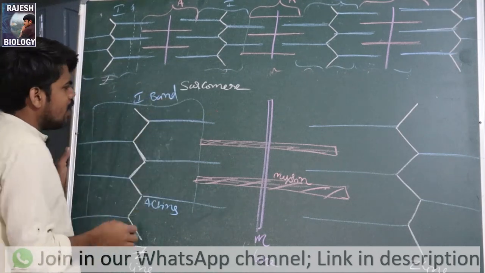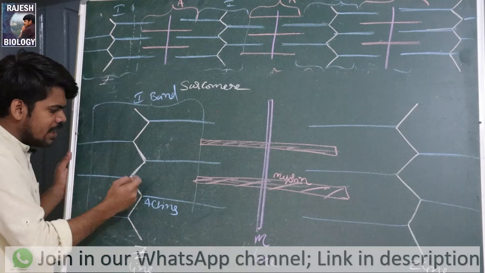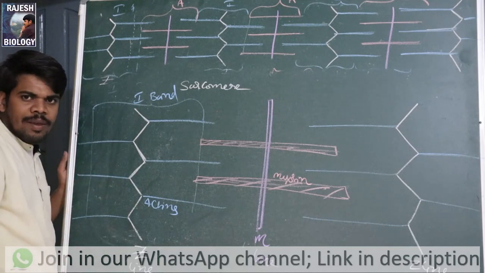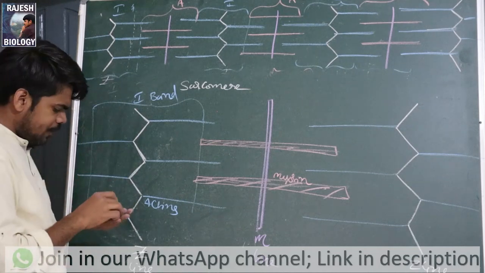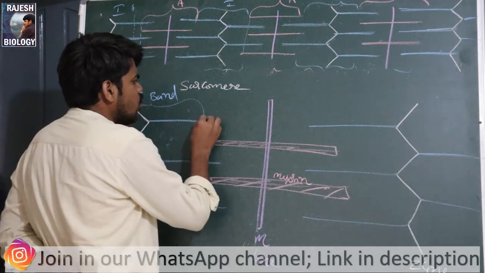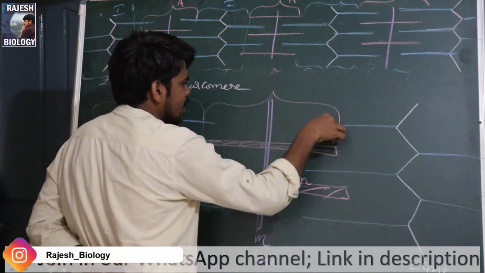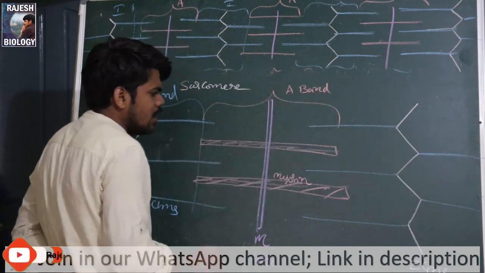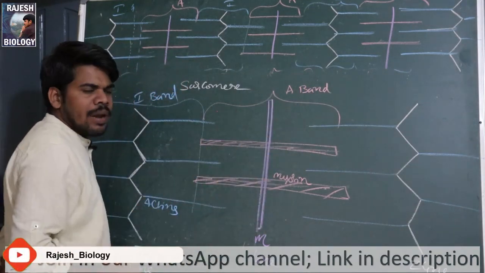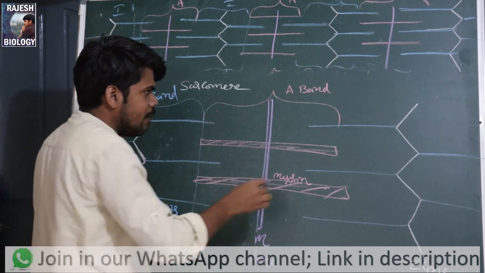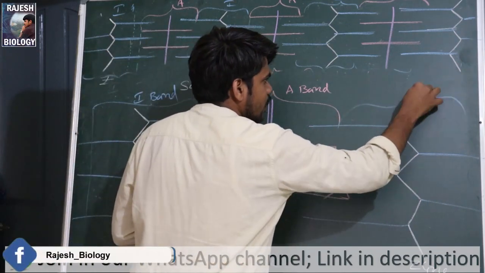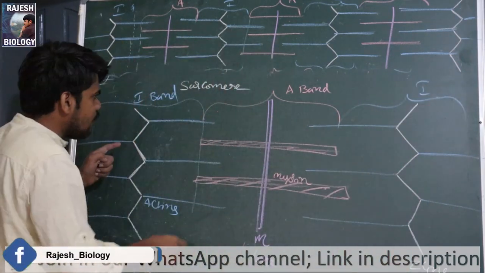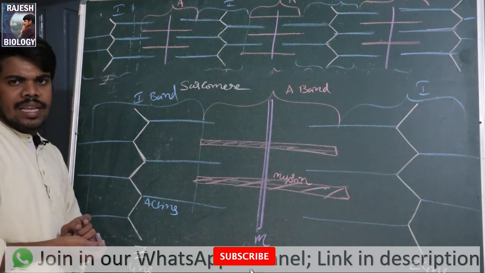So in the middle of the I band there is a G line. From where to where the myosin extends, that is the A band. So in the middle of the A band there is an M line, and in the middle of the I band there is a G line.